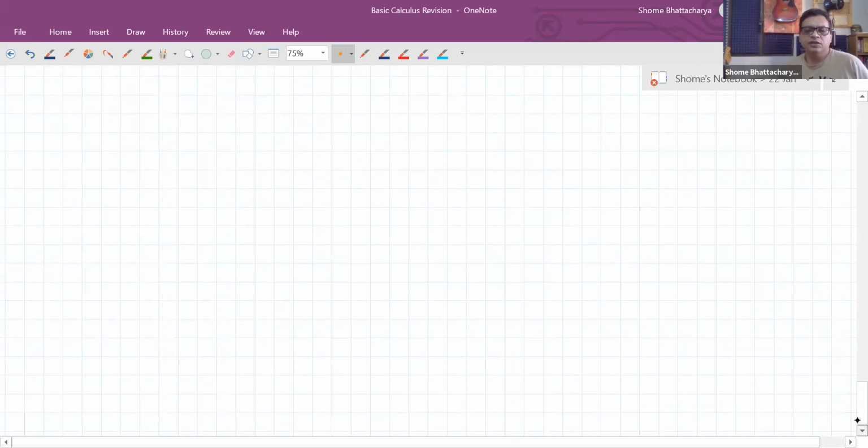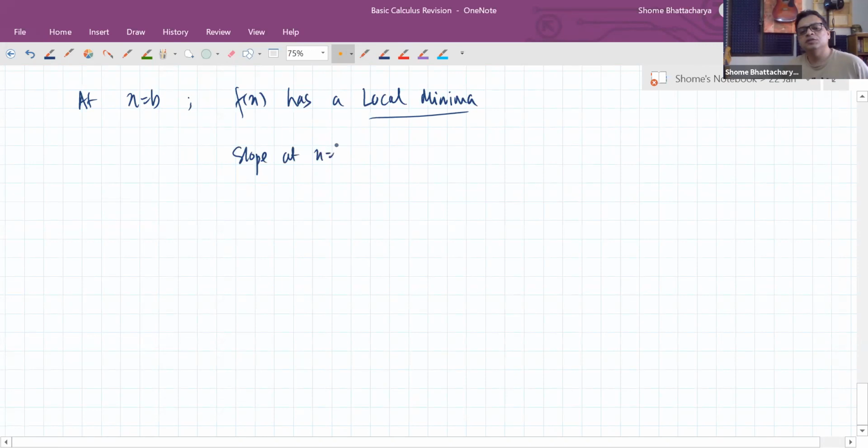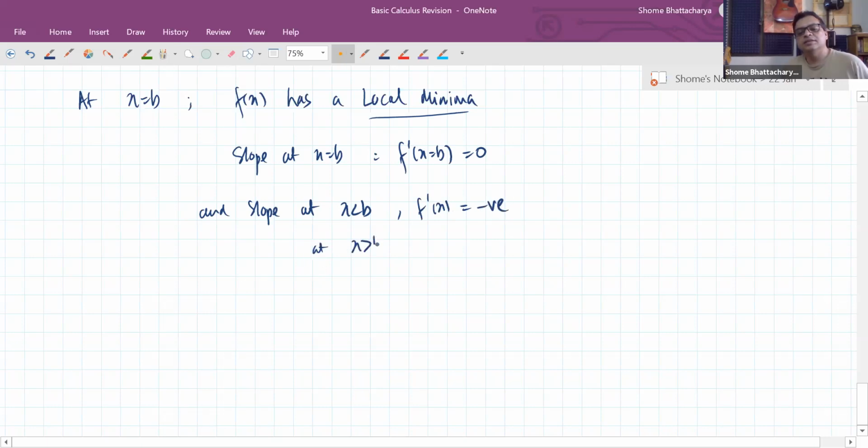Now, likewise, if you look at the local minima point at x equal to b, we saw in that graph above, the function has a local minima. That is because the slope at x equal to b, that is f prime x at b, is 0. And the slope at x less than b is negative, and at x greater than b it is positive.